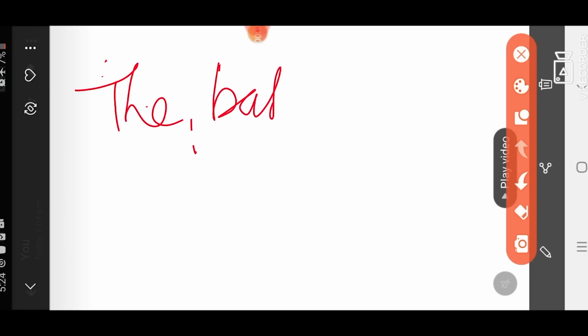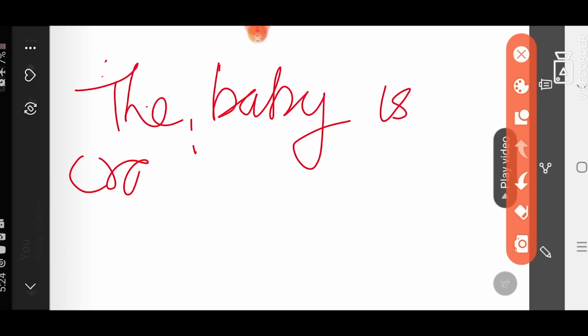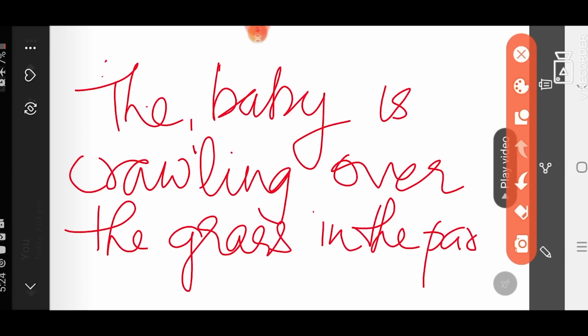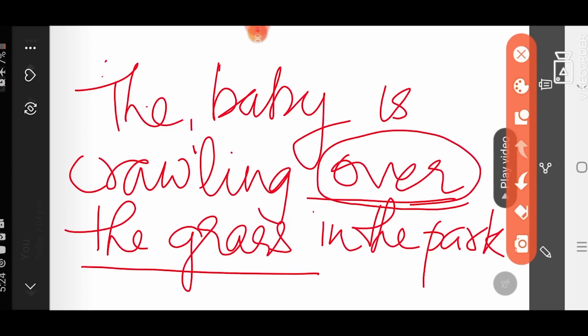Then one more. The baby is crawling over the grass in the park. The baby is crawling over the grass in the park. Where is the baby? Now look. Over the grass. Over the grass. That is a group of words. That is the prepositional phrase, a group of words containing a preposition. Which is that preposition? Over is the preposition.